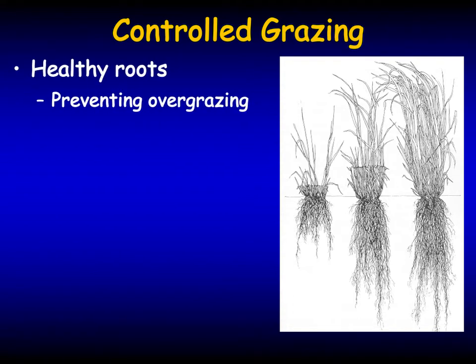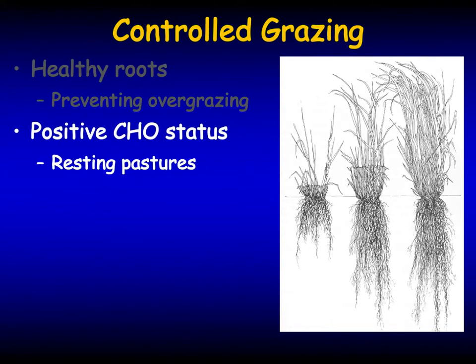We want to manage our pastures in a way that we're going to promote a healthy root system, and that's by preventing overgrazing and resting pastures between grazing events. We want to promote a positive carbohydrate status in our pasture plants. CHO is just an abbreviation for carbohydrates, and we do that by resting pastures between grazing events. Why are carbohydrates so important in a plant?